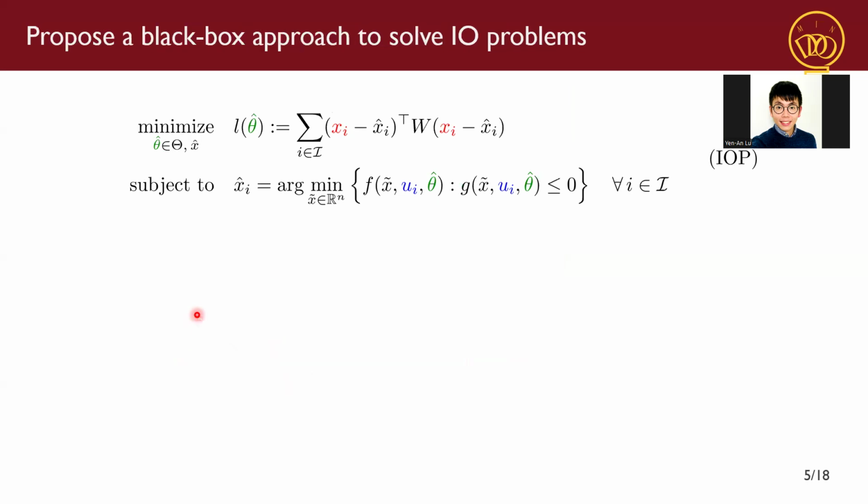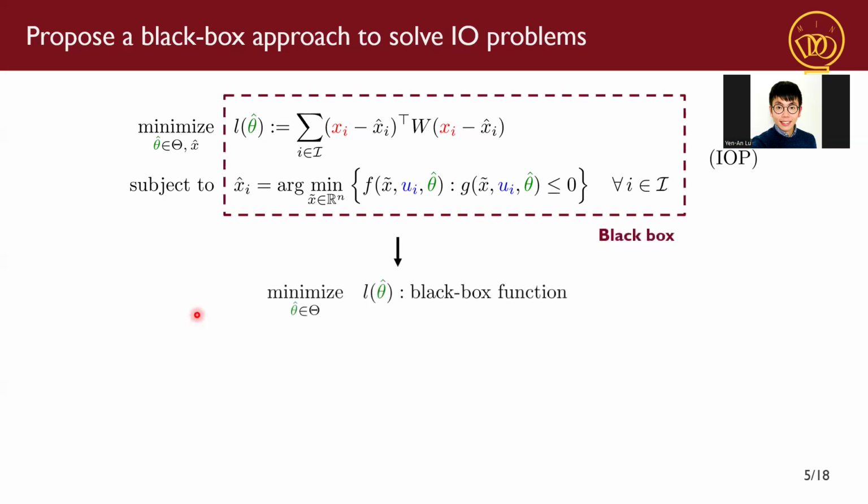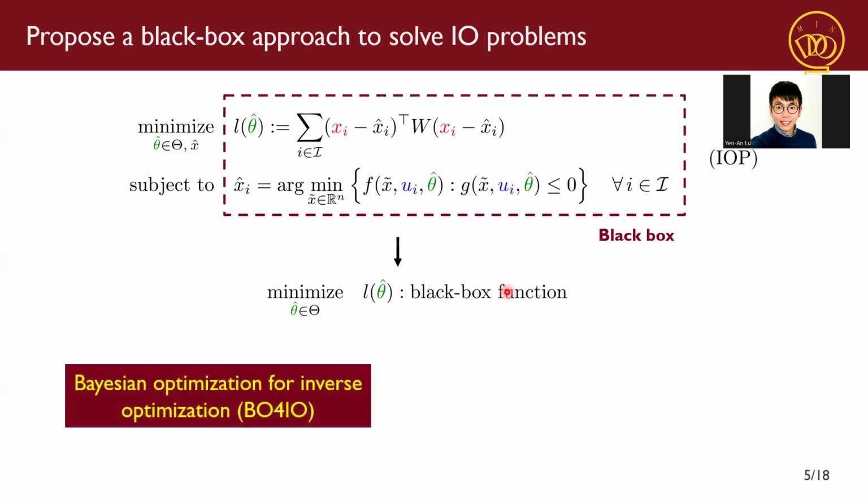So here's our idea. Instead of applying the single level reformulations, we treat the upper level loss function as a black box function. Then we can apply a derivative-free optimization method like Bayesian optimization to iteratively converge to the unknown parameter values in our forward optimization problems.